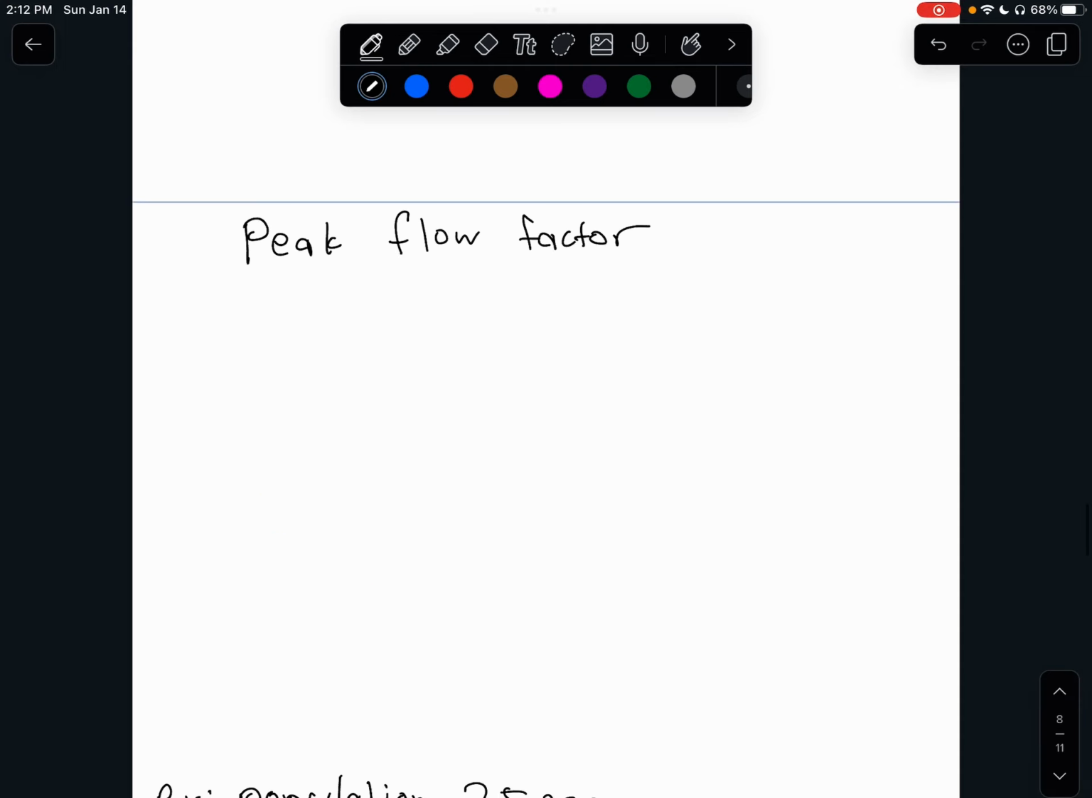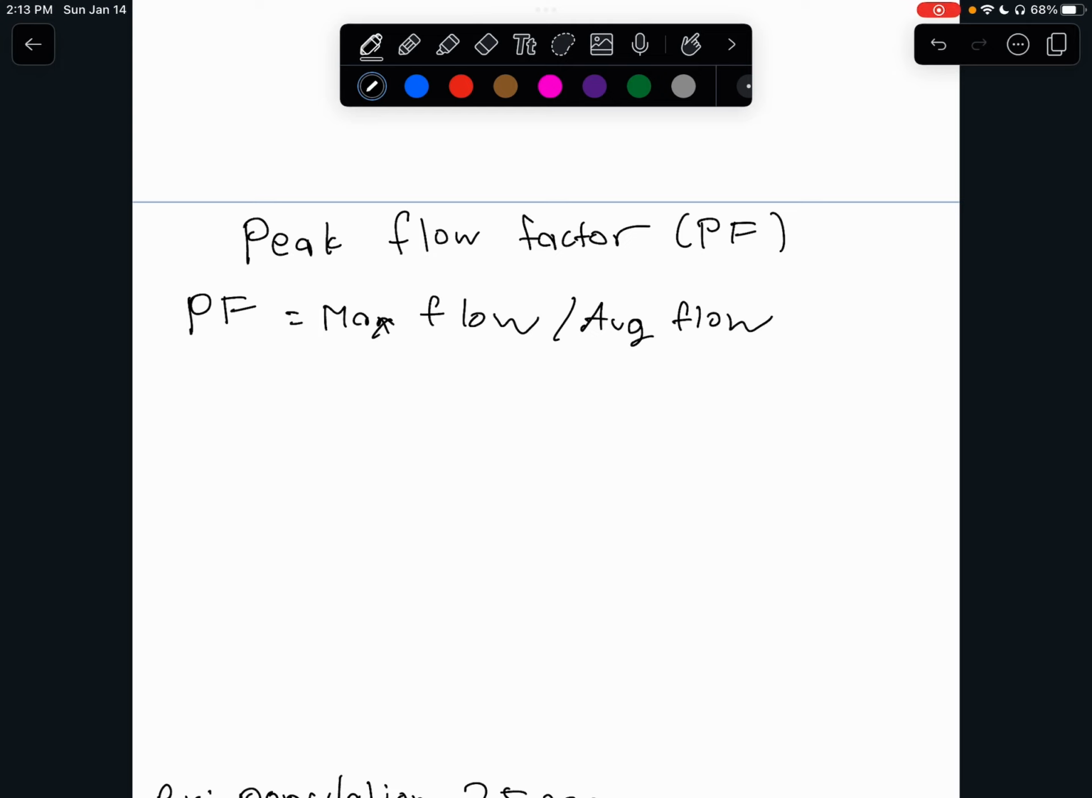So as we scroll down, our peak flow factor. The equation that we can define it as: PF, so peak factor, is equal to max flow divided by average flow, or Q max divided by Q average.